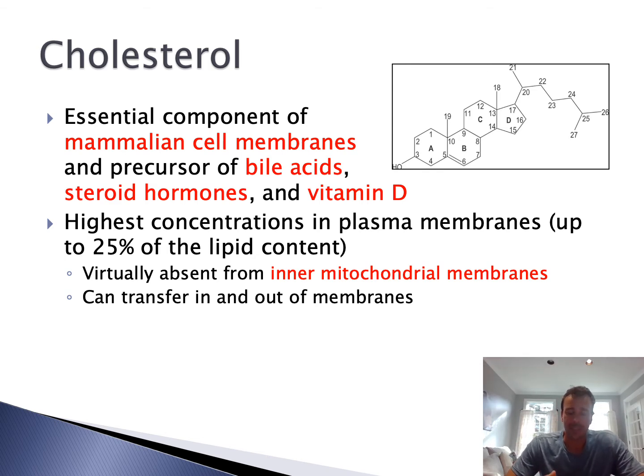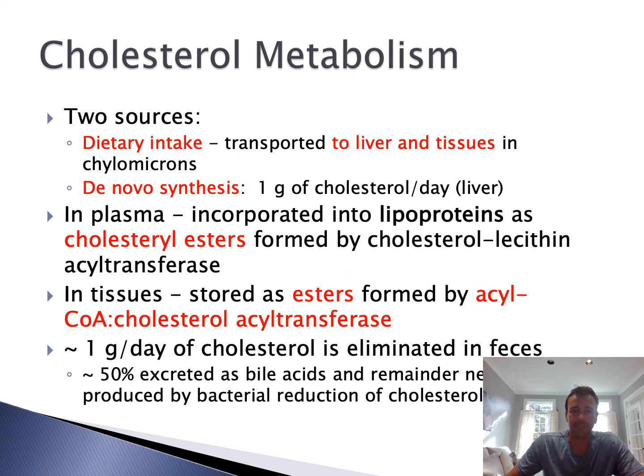And as we've talked about in the past, this can transfer in and out of membranes because it's so hydrophobic. We get cholesterol obviously from our diet, and it's transported to the liver and tissues in chylomicrons, and we'll talk about that in a minute. But we also make cholesterol. We make about 1 gram of cholesterol per day in our liver. In plasma, cholesterol is incorporated into lipoproteins as cholesterol esters, formed by lecithin-cholesterol acyltransferase. So you get esters of cholesterol by this enzyme here.